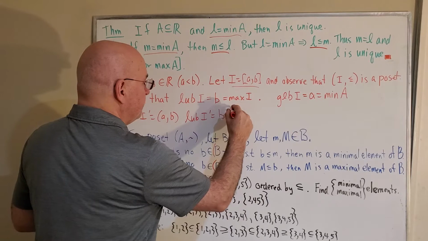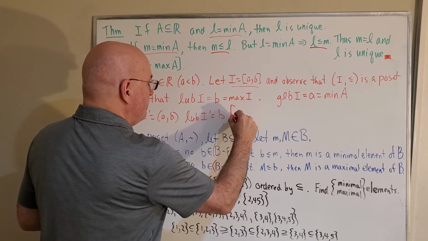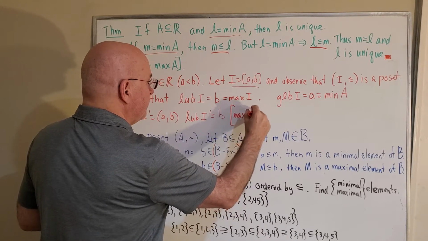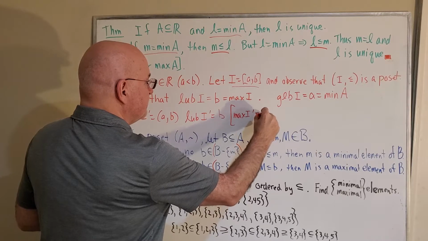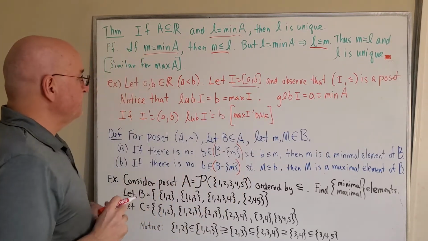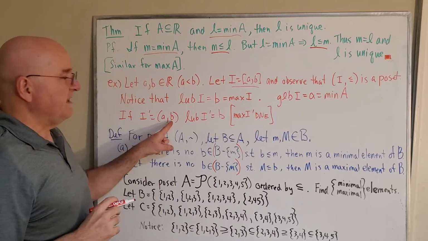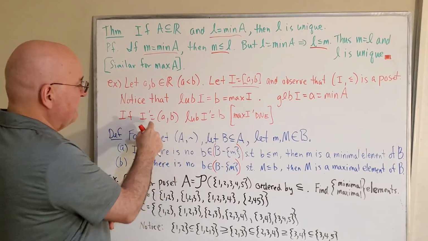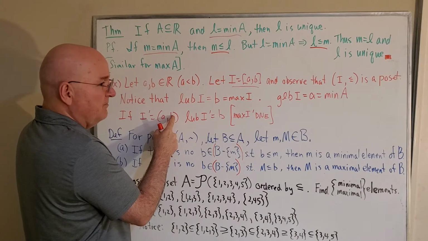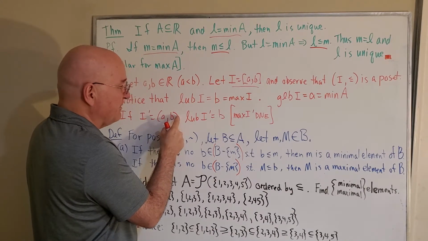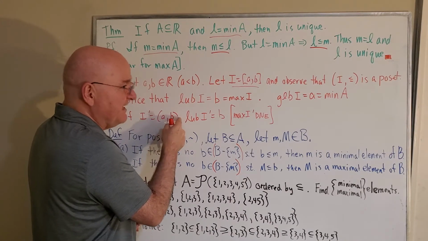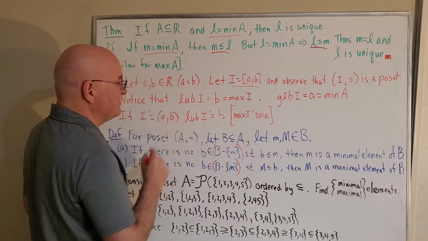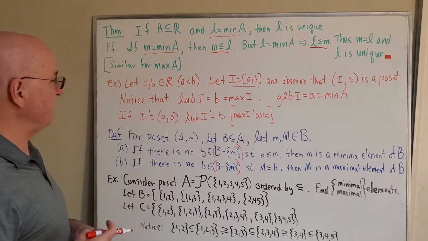So I will say max I prime does not exist. There's no element in this set that is greater than all the other ones. If you came up with one here, I would just go halfway to B, and I would have found a bigger one. And then I could go halfway again, and that process would never stop. So there's no maximum element.